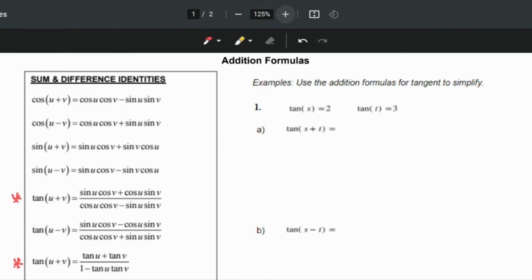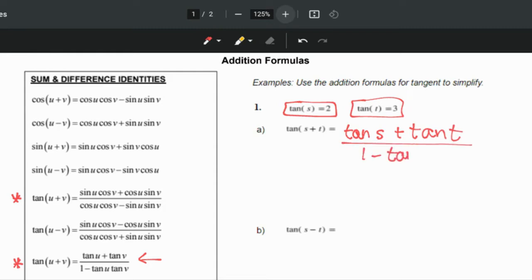In this particular problem, they want us to do tangent of s plus t. So I would suggest that since they provide us with tangent, we would use the formula that involves tangent. All right, we don't know anything about sine or cosine, so it would not make sense to use this one with sine and cosine. So let's stick with the one with tangents. So we know that that should be tangent of s plus tangent of t over 1 minus tangent of s times tangent of t. Now we just have to substitute with the values that were given above.